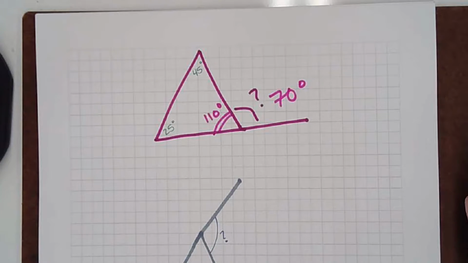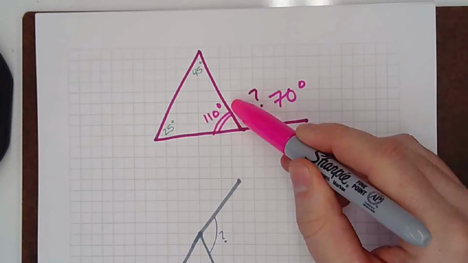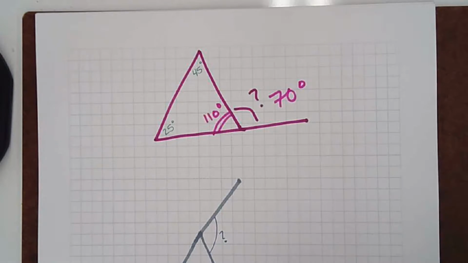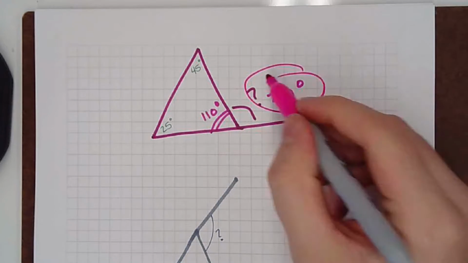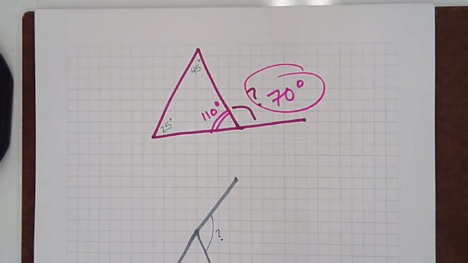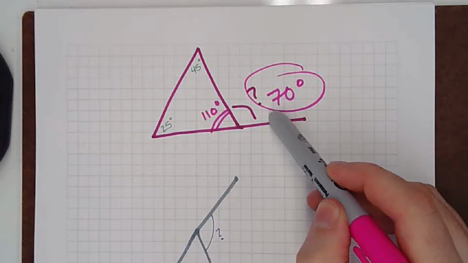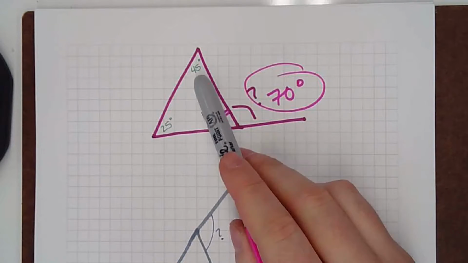What's up, Natalie? This one right here? Yes, this angle right here is 70. Yes, Natalie, it is 70. So Natalie and Marcus had the same idea. Marcus and Natalie both know that the exterior angle is equal to the sum of its remote interior angles.